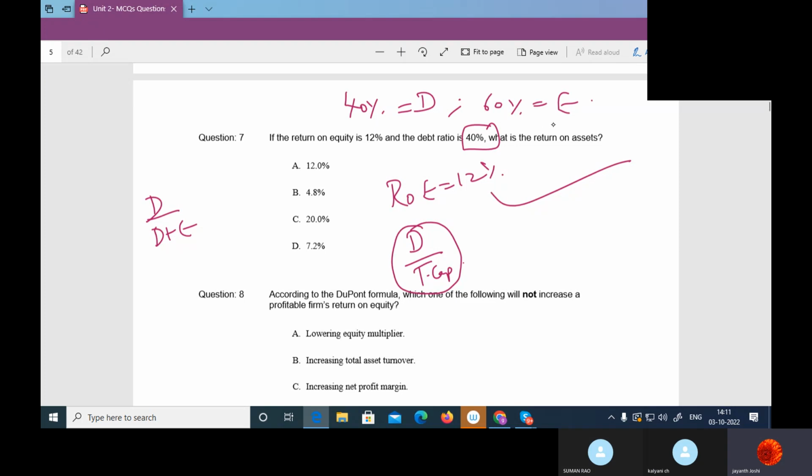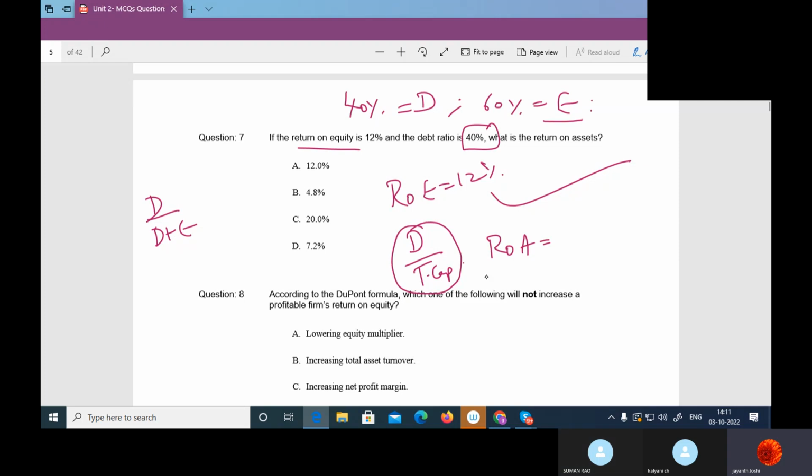So this is my equity, and return on equity is given. So they're asking you return on assets. So return on assets is equal to whatever return on equity you get, you reinvest again. Am I right?